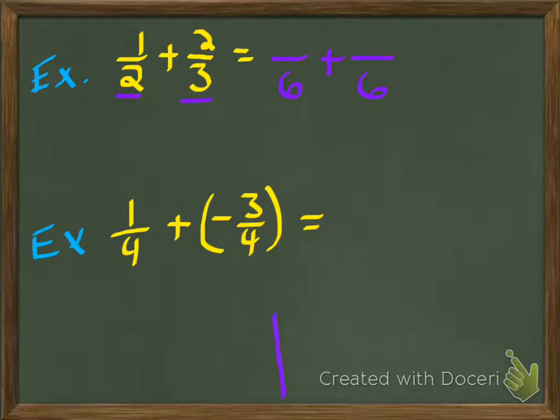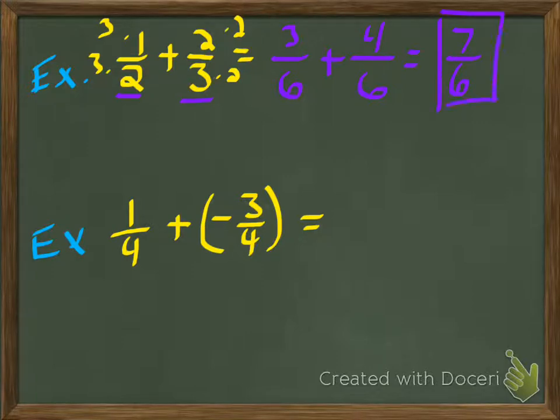Now, how did we go from 1/2, the 2, to be a 6? We had to multiply the 2 by 3. So we're going to multiply both top and bottom by 3, and you get 3 over 6. Now the 3 I had to multiply by 2 on top and bottom. So I get 4 over 6. Now we can add them. 3 plus 4 is 7 over 6.